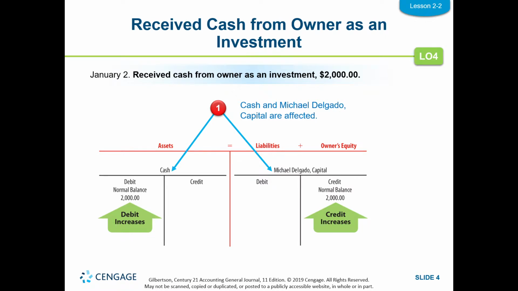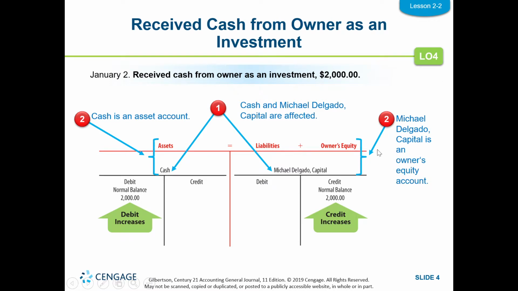My next question is, what is cash? What is Michael Delgado capital? Well, cash is an asset. Capital is an owner's equity account. So there's my second question answered. I have an asset and I have an owner's equity account.